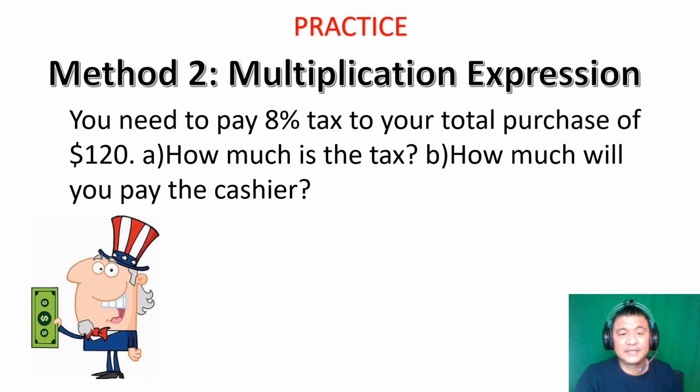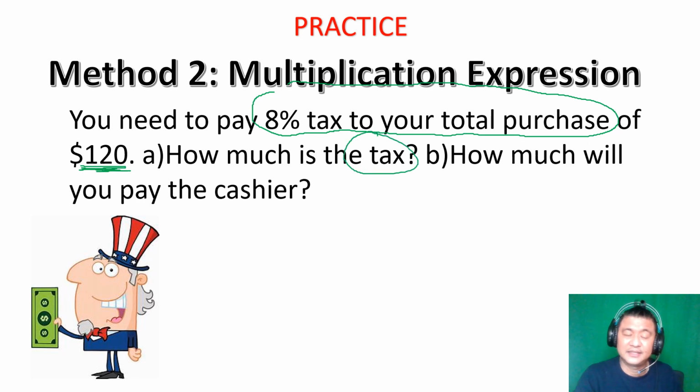So in the second example, it's a tax problem. You need to pay 8% tax of your total purchase. Okay? And how much did you purchase? Worth 120. How much is the tax? Think of tax like this. Sales tax is an extra amount you pay. When you go to the cashier, you will not just pay 120. They will ask for an extra amount. That extra amount is called tax, and that goes to the government. Okay? And that government will use it for services.